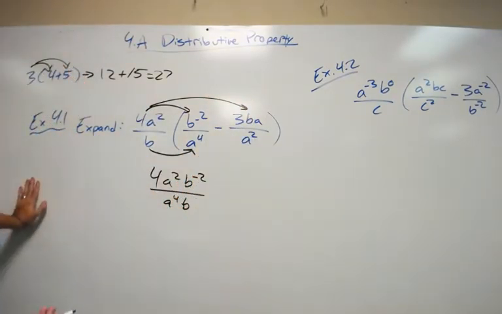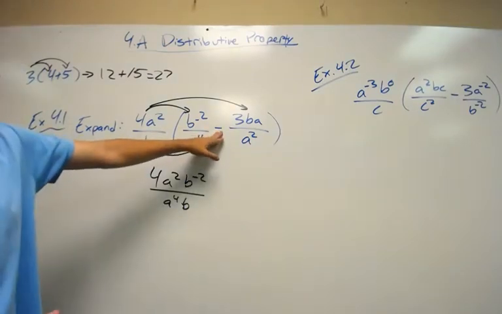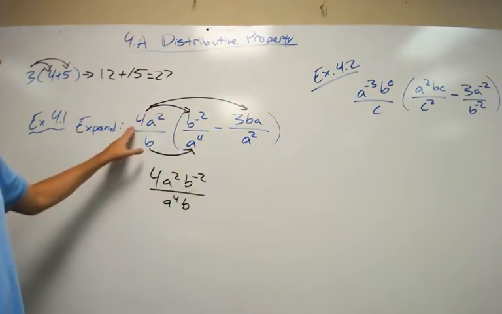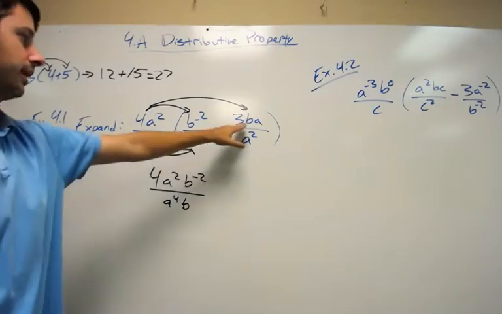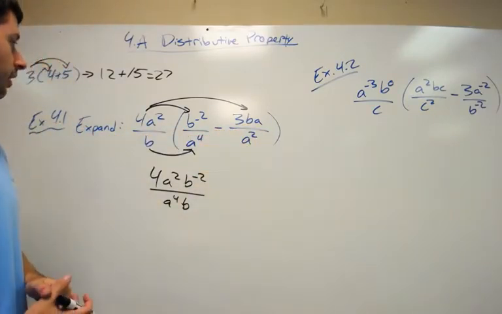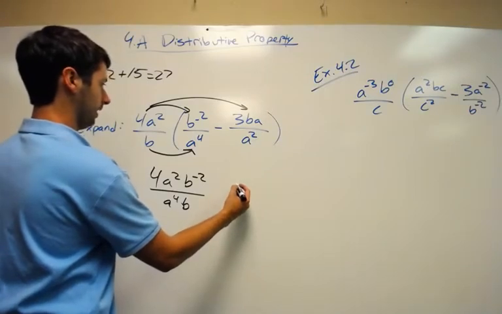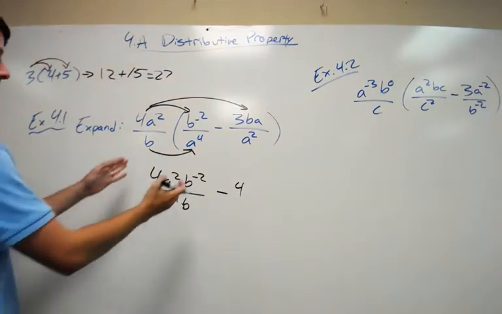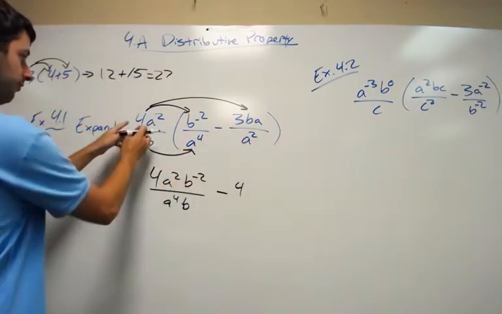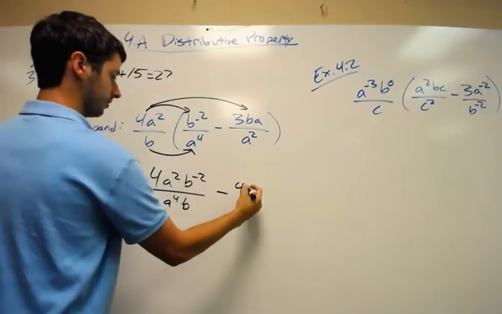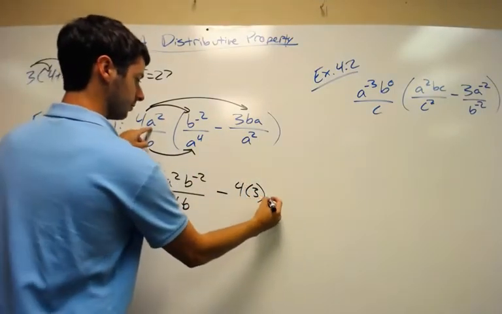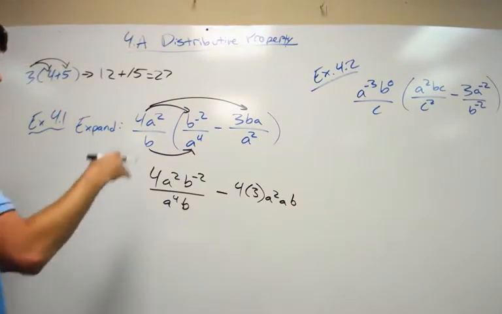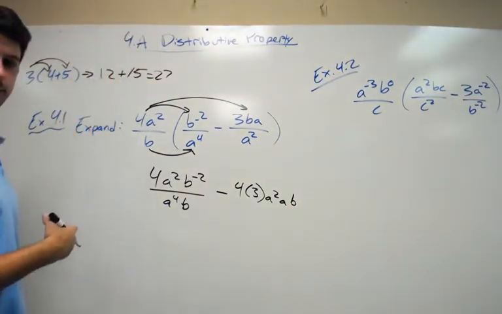Now something that can trip you up here is this subtraction sign. When you have the subtraction sign, you do have to make this negative. So therefore, when I do 4a squared combined with 3ba, we have negative 4. I'm going to put all the common variables together. 4 times 3, a squared, a, b. And then you simply simplify. I'm going to go ahead and simplify that at this point.